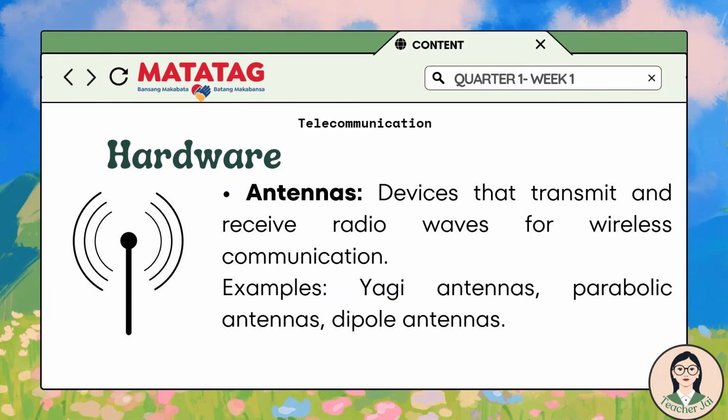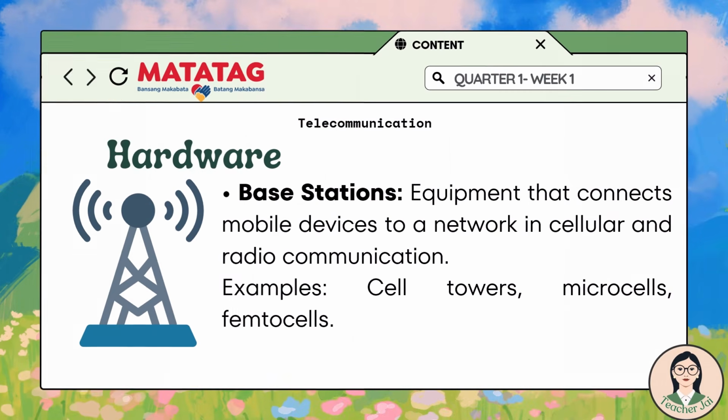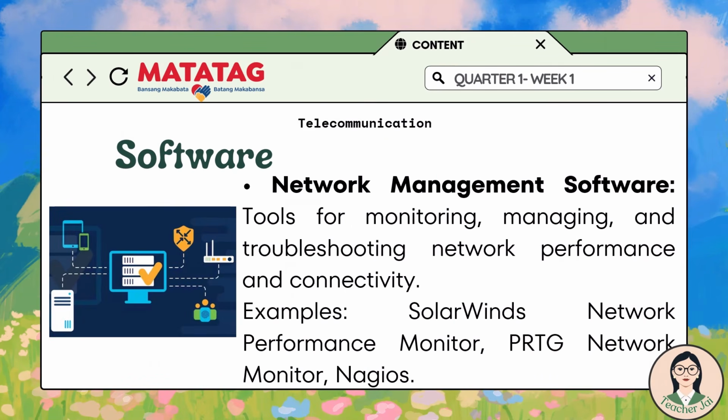Antennas, devices that transmit and receive radio waves for wireless communication. Examples: Yagi antennas, parabolic antennas, dipole antennas. Base stations, equipment that connects mobile devices to a network in cellular and radio communication. Examples: cell towers, microcells, femtocells. 2. Software: network management software, tools for monitoring, managing, and troubleshooting network performance and connectivity. Examples: SolarWinds Network Performance Monitor, PRTG Network Monitor.